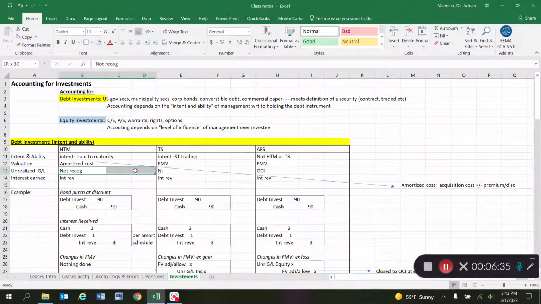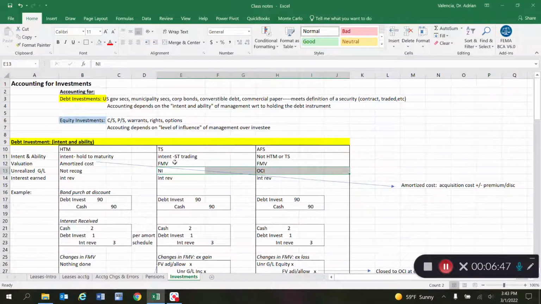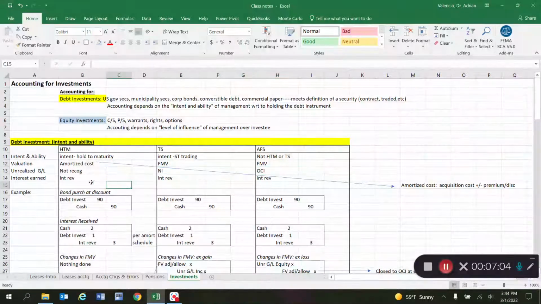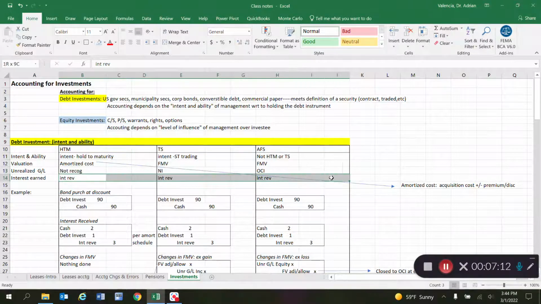Well, in held to maturity, you don't have to deal with this because you are not marking to market. You are not marking to fair market value. But for trading securities and available for sale, since you are marking it to fair market value, any unrealized gains and losses go directly to net income for trading securities and then to other comprehensive income for available for sale securities. For all three categories, if you are paid interest during the time that you hold that investment, then it's just regular interest revenue in your books. So that doesn't change with any of them.